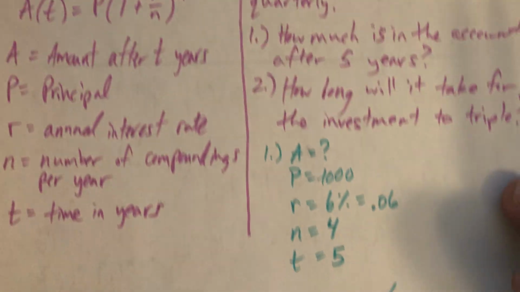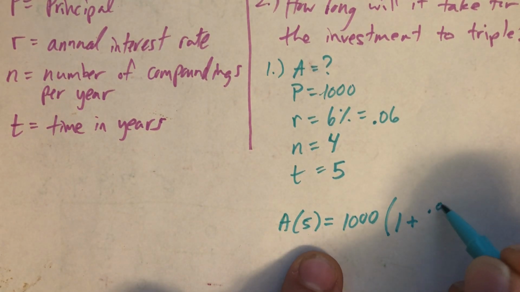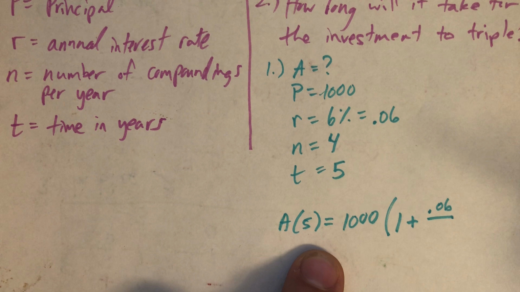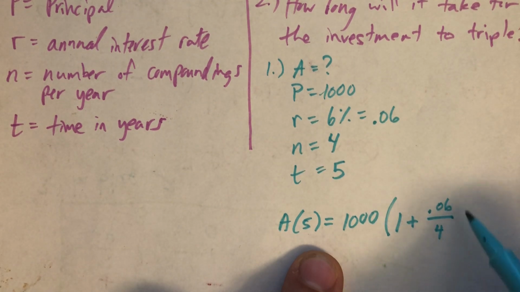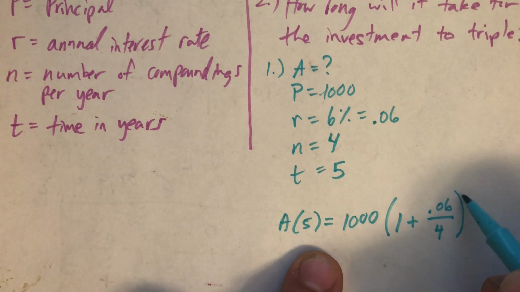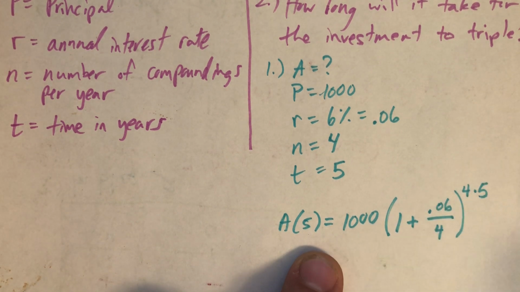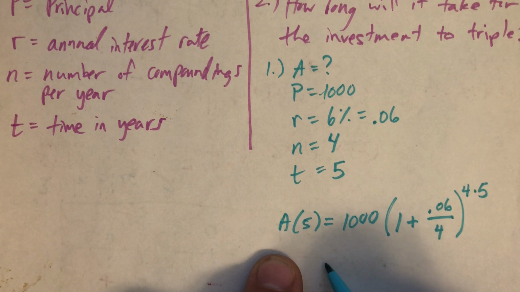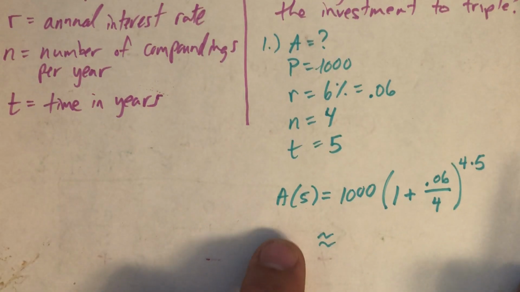This is our principal times 1 plus, and then we're going to put our rate up here. We're just plopping these values where they go in the nice formula, right? We got our rate, it's 0.06. And our number of compoundings is 4. And then we raise that to the N times T power.